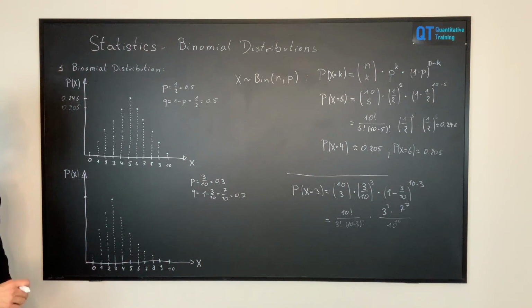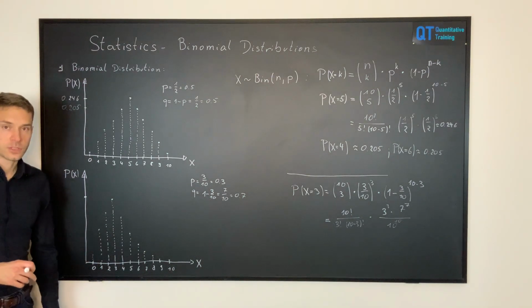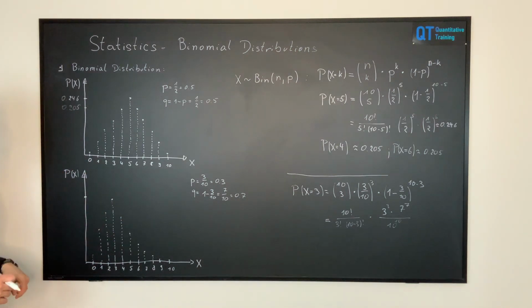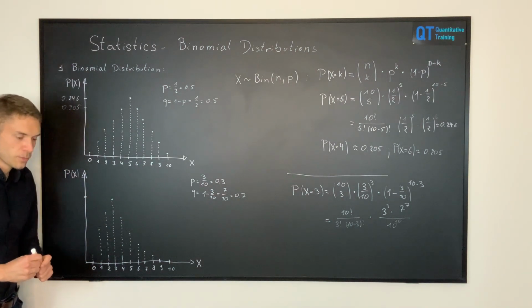So that's it basically on binomial distributions, where we looked at the random experiment of a flip of a coin, which is a very typical one.